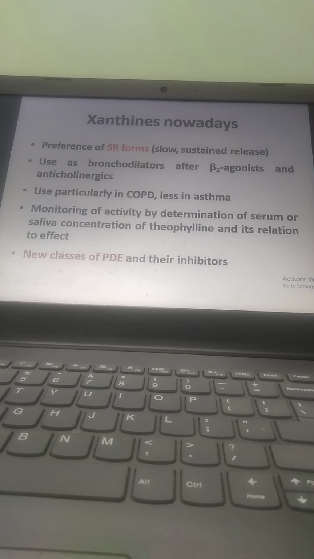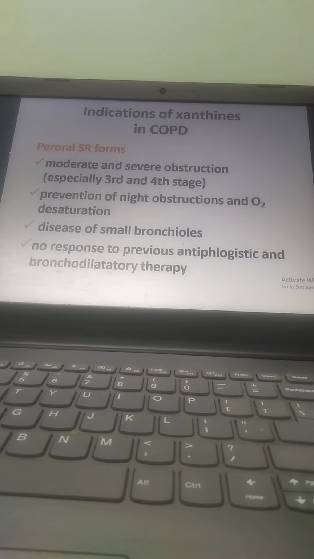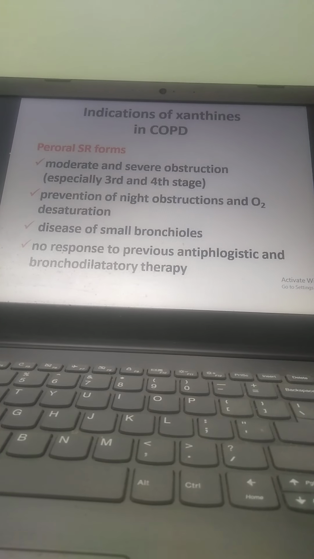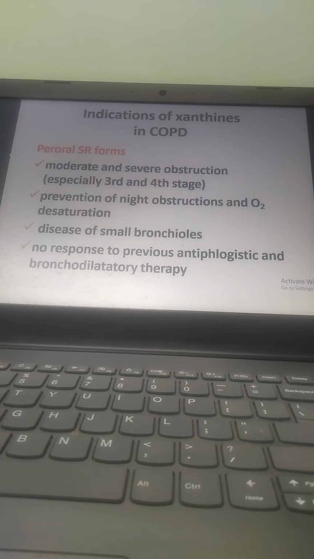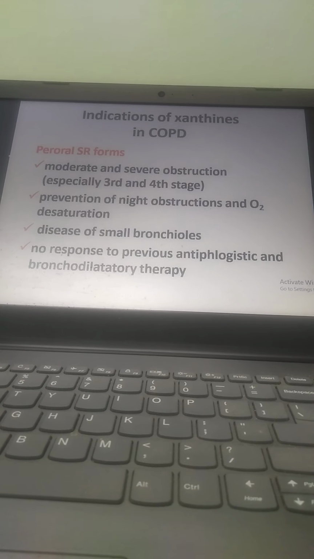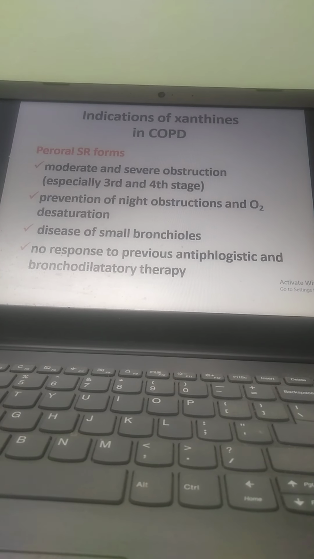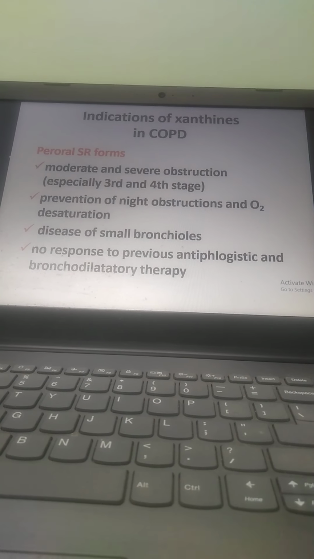We have a new class of PDE inhibitors, new class of drugs also. Indication of xanthine in COPD: per oral SR forms, moderate and severe obstruction, especially third and fourth stage, we give this. And for prevention of night obstruction and oxygen desaturation, we give this. Disease of small bronchioles, once it goes inside and it is the bronchioles which are responsible, we have to give. No response to previous anticholinergics and bronchodilators. If there is no response, then only we have to give the xanthines.